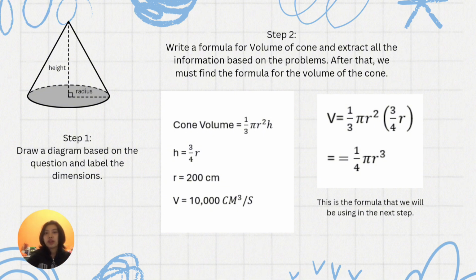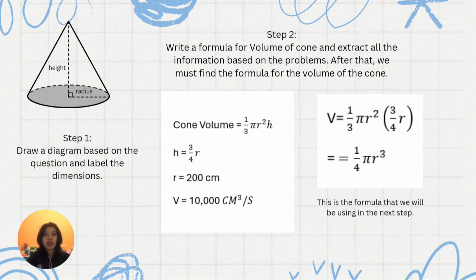In step 1, we must draw a diagram based on the question and label the dimensions. As you can see in the question, it forms a conical pile, so we can assume it's in a cone shape, and we must also label the dimensions. In step 2, we must write a formula for the volume that we will be using, which is a cone, and we also must extract all the information in the problem. So we can state the volume of the cone.